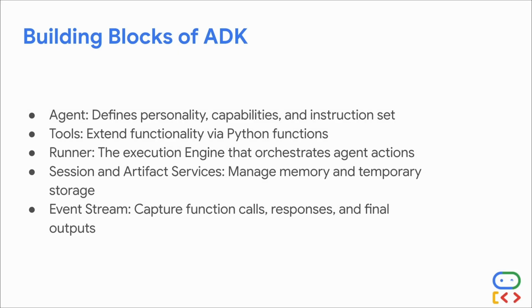Now the building blocks of ADK look something like this, where you have the main agent that defines the personality, capabilities, and the instruction set that the agent has. Now the capabilities could be these tools that come next, that could be extended Python functionalities that you can use, or you use the inbuilt tools provided by Google ADK. Now the runner is the execution engine that orchestrates the agent's actions. Whereas session and artifact services manage the memory and temporary storage while you're interacting with the agent. And in the end, you have the event stream that captures the function calls, all the responses, and the final outputs.